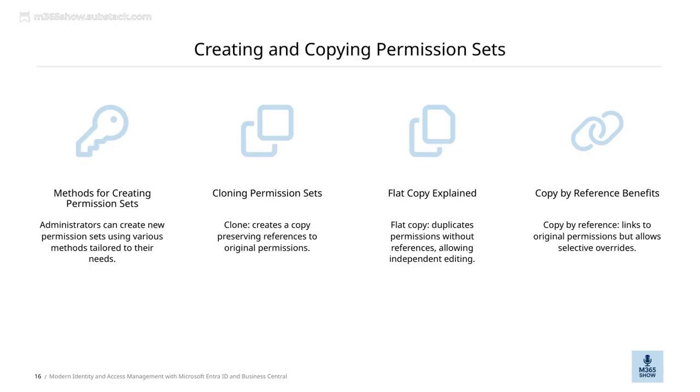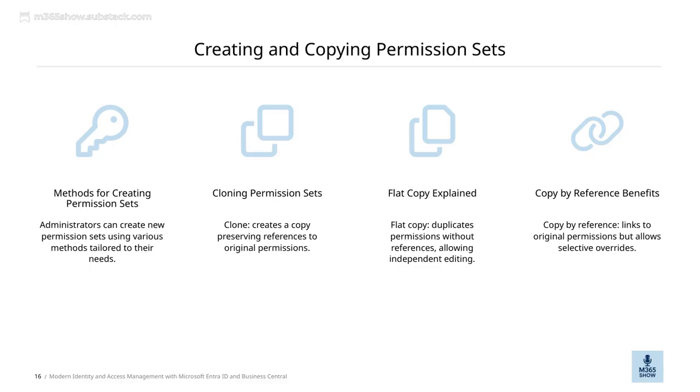Next, we have the flat copy approach. This method duplicates all permissions directly, without any links to the original. The advantage here is that you can edit the permissions set independently, without affecting or being affected by the source permissions. It's a straightforward way to create a completely separate set of permissions. Then there's cloning. Cloning creates a new permission set that preserves references to the original permissions. This is useful if you want a copy that closely follows the original, but still has some flexibility for modifications.